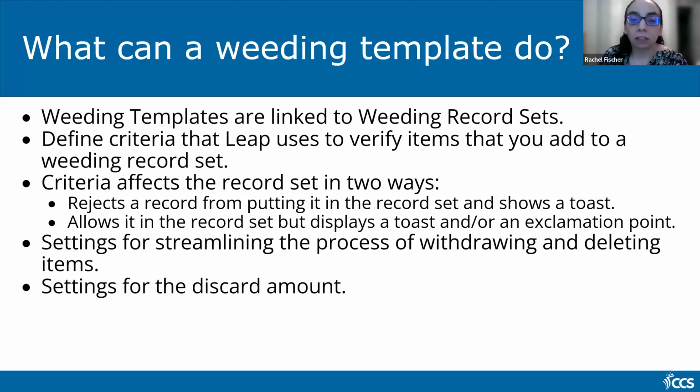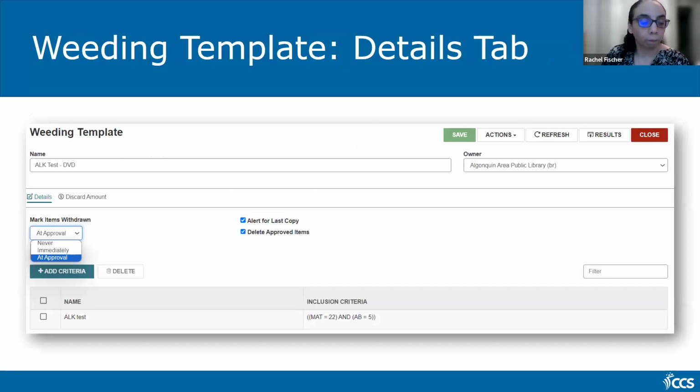There are also settings for streamlining the process of withdrawing and deleting records, as Mieko explained, as well as a setting for a discard amount. The discard amount is visible in the approval dashboard. So I'm going to review each of these settings in the weeding template before I demonstrate how to create one.